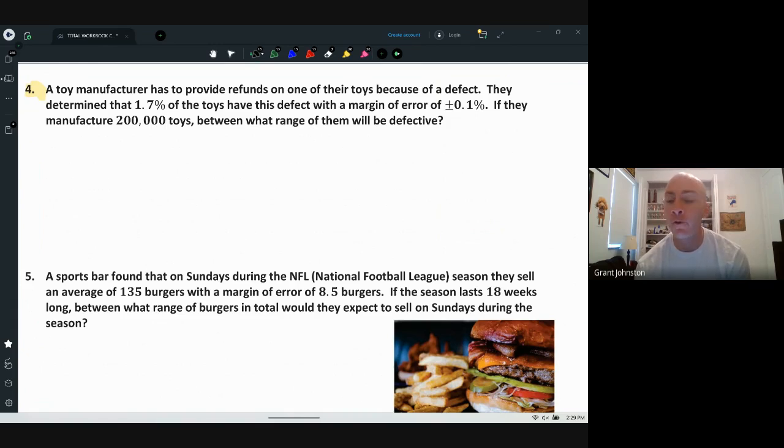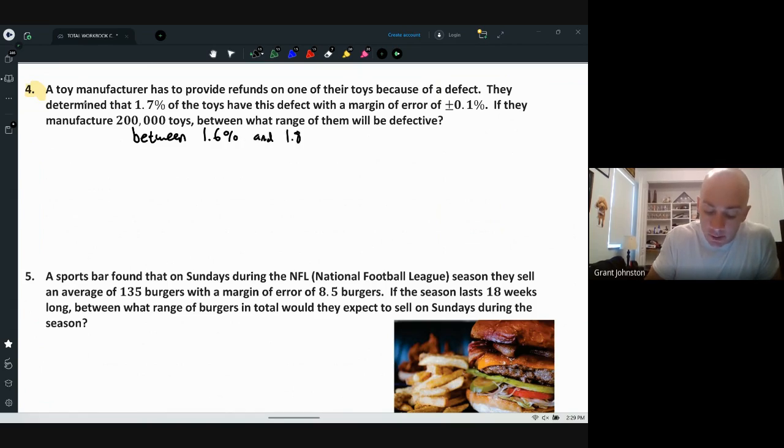Okay. So first, let's create that margin of error with the percentage. So we're going to say between, so 1.7% is the defect based off of the sample, and then the margin of error is 0.1%. So it's going to be between 1.6% and 1.8%. So I just added and subtracted 0.1%. So that's what my margin of error is showing us. Now there's 200,000 toys. So let's say on the lower end, just 1.6% of them are defective.